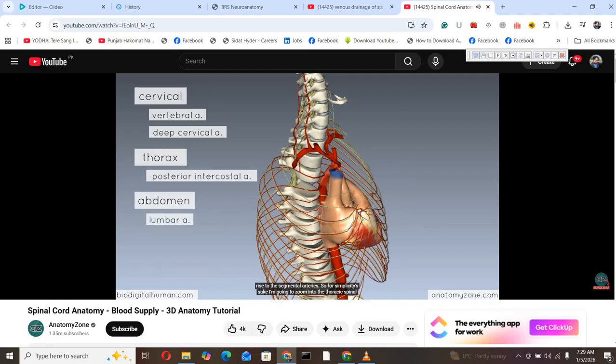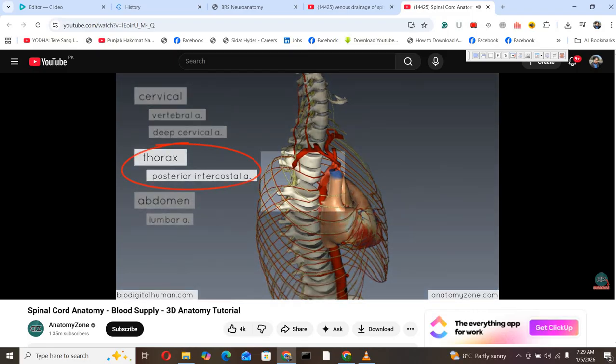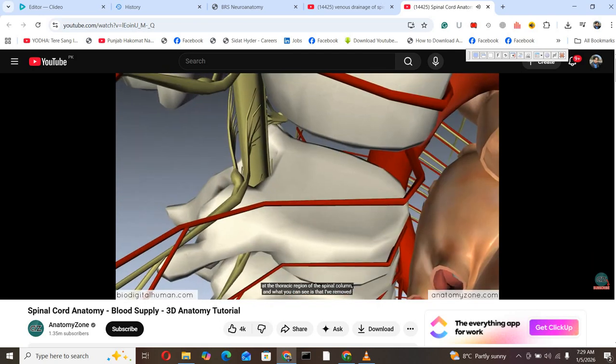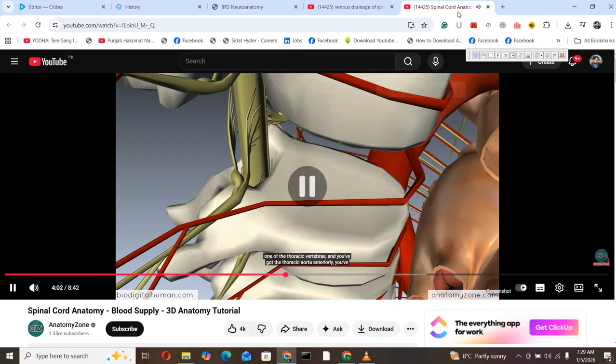For simplicity's sake, I'm going to zoom in to the thoracic spinal region, and we'll take a look at the segmental blood supply there. We're looking here at the thoracic region of the spinal column, and what you can see is that I've removed one of the thoracic vertebrae, and you've got the thoracic.